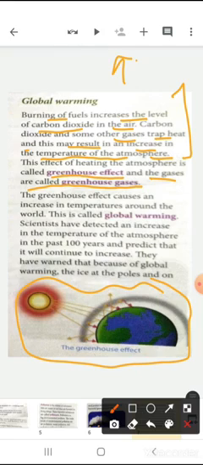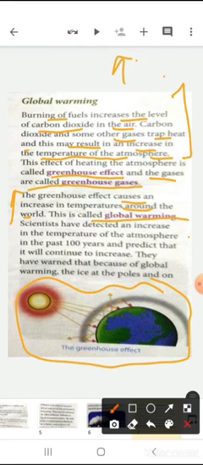If somebody asks you what is the greenhouse effect, what do you say? Burning of fuel increases the level of carbon dioxide in the air, and carbon dioxide and some other gases trap the heat, which results in an increase in the temperature of the atmosphere. So this effect of heating in the atmosphere is called the greenhouse effect. Simple. The greenhouse effect causes the increase in temperature around the world. This is called global warming.